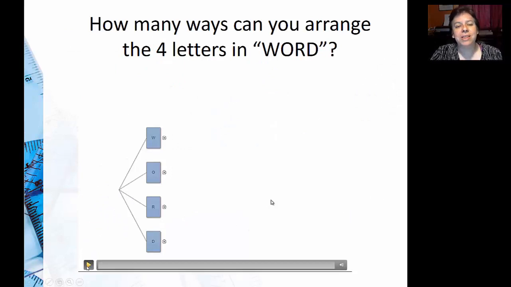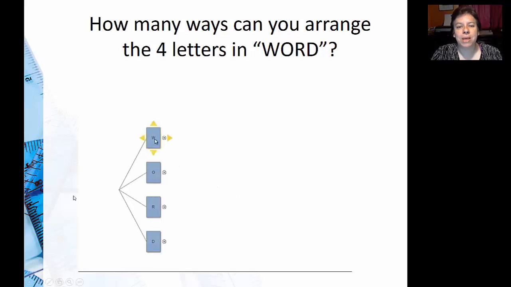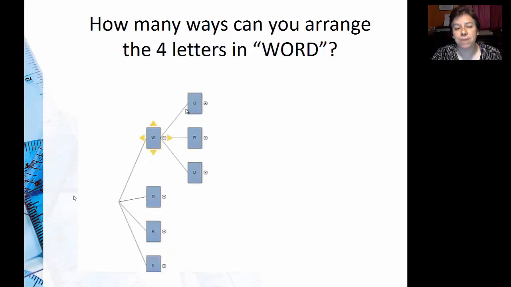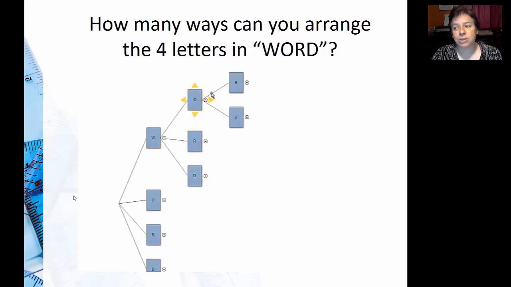So let's go ahead and look at the number of ways you can arrange the 4 letters in WORD. There are 4 letters I can choose to start with: W, O, R, and D. And if I pick W, I could do W-O, W-R, or W-D. Then I have 2 choices for the next letter, R or D. And finally, that leaves me with 1 choice for the last letter.